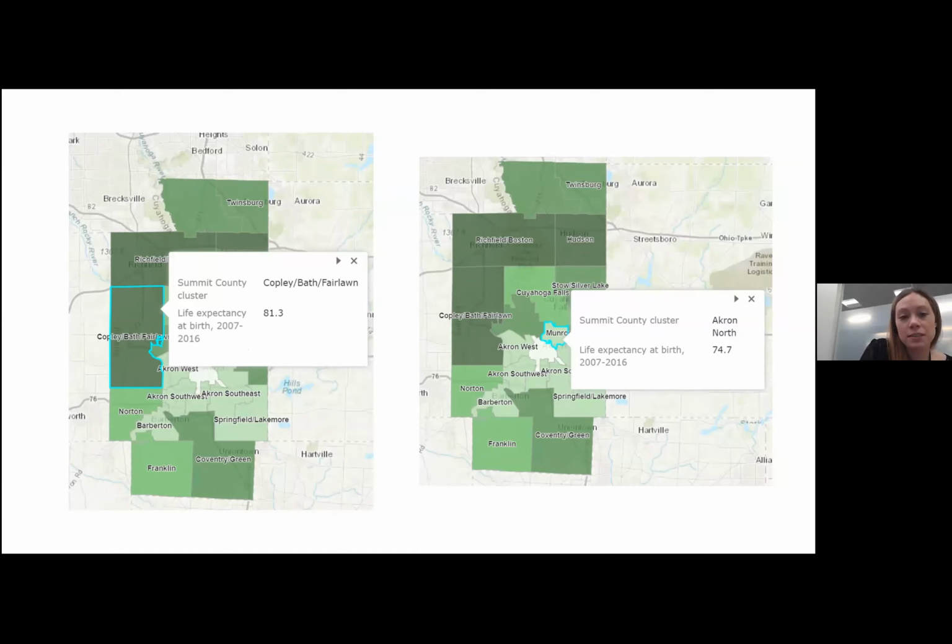So you can see this is actually life expectancy in Summit County from 2007 to 2016. There's Copley, Bath, Fair Lawn, which is the same area where that Fair Lawn Heights that was in green was. The life expectancy there is 81.3. And then if you look at North Akron, which is that area that we showed you that was red, the life expectancy there is much less at 74.7.